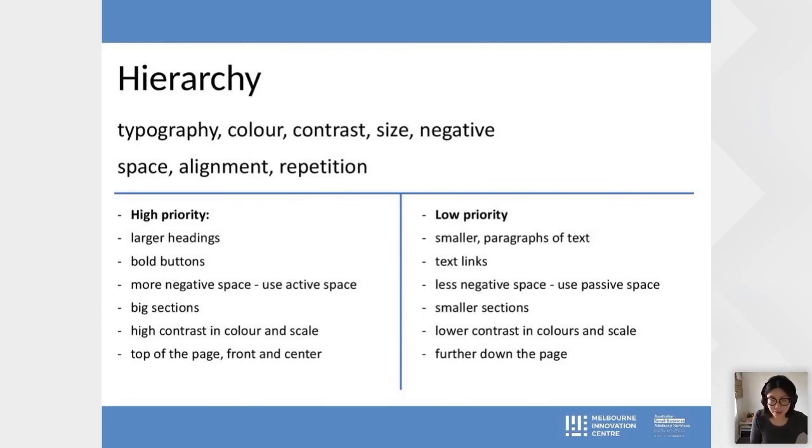How do you guide your user through the site in the most efficient way possible for them? High priority items are larger headings, bolder buttons, more negative space. Active space is the space around an image. Passive space is the spacing between lines of text, because we don't notice it as much. So you use more negative space to draw attention to things.